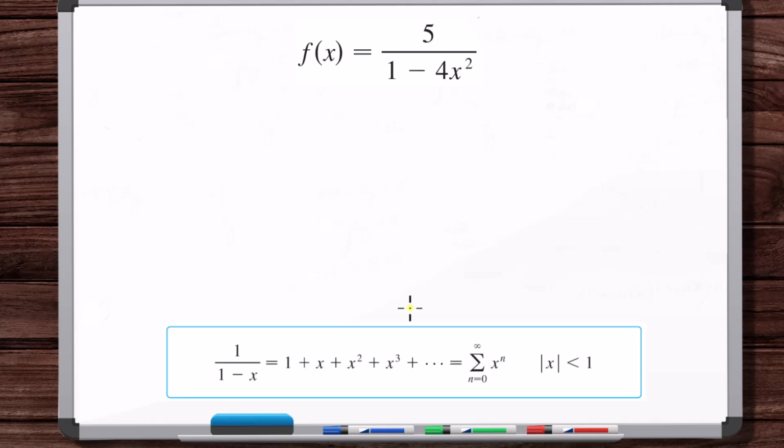In this video, we're going to work example problems where we're given a function like this, and we want to find a power series representation for the function, along with the corresponding interval of convergence.